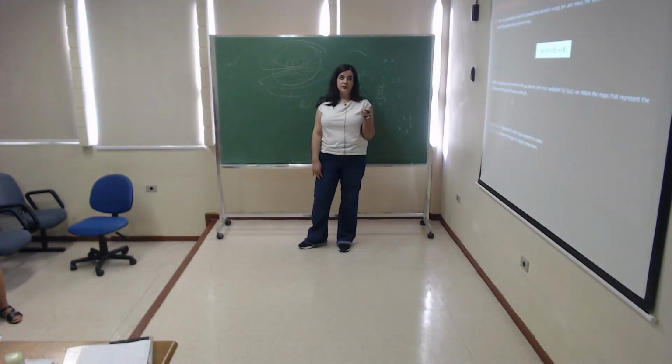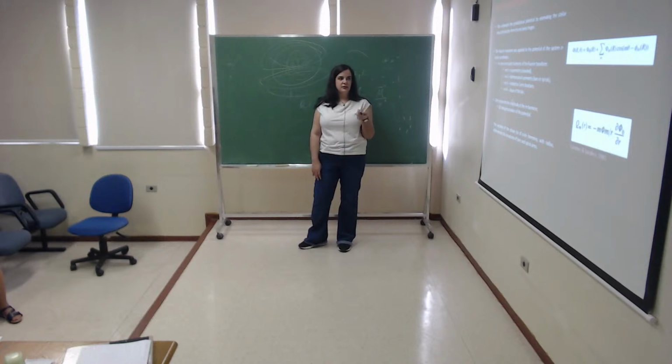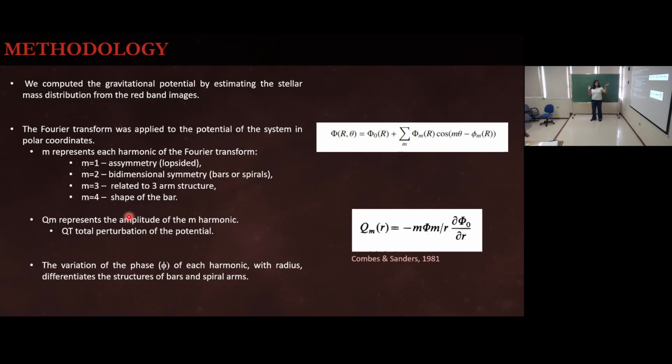This is not a part of the work that I actually did, so I don't know exactly how it was done. But in this case, it applies a fast Fourier transform to obtain this potential. So I don't have the specifics of that, but I invite you to read this paper, Combes and Sanders 1981. They explain how they do that.